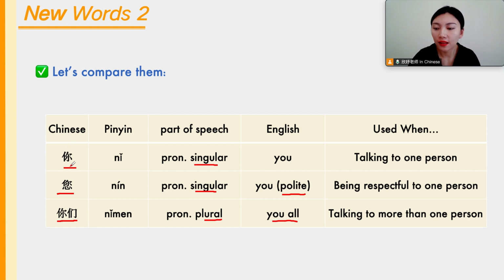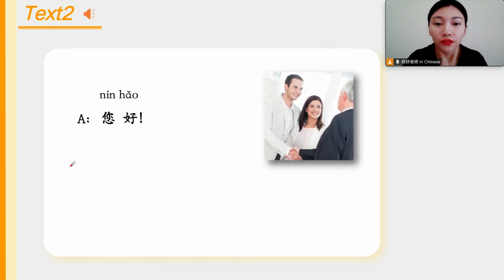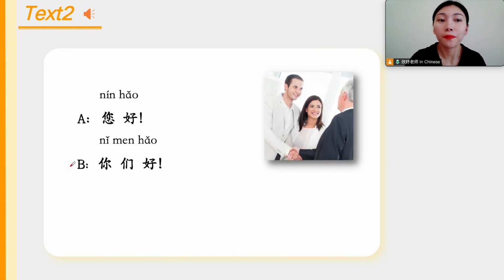Okay. Now let's look at the text 2 in this lesson. In the picture, there are 3 people. So the first phrase is 您好. We know 你好 means hello. So 您好 means a more respectful hello. And we use 您好 when greeting someone older or in a formal situation.